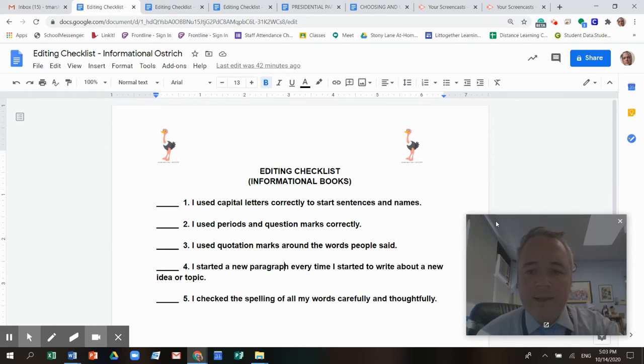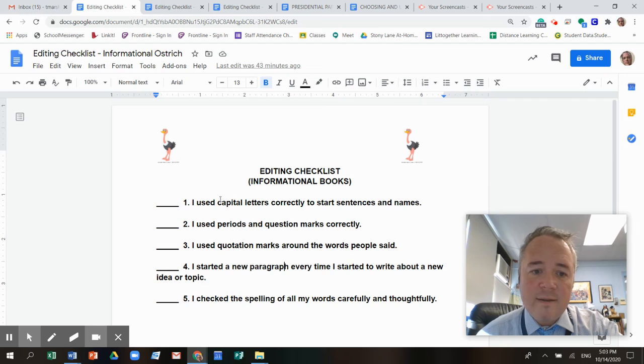Let's look at the things that are on the checklist. The first thing says, I used capital letters correctly to start sentences and names. That's something that you have to make sure you're doing if you're going to be a careful writer. And then the next thing says, I used periods and question marks correctly because you're big enough that you need to know how to do that. Let's skip and go to the next checklist.